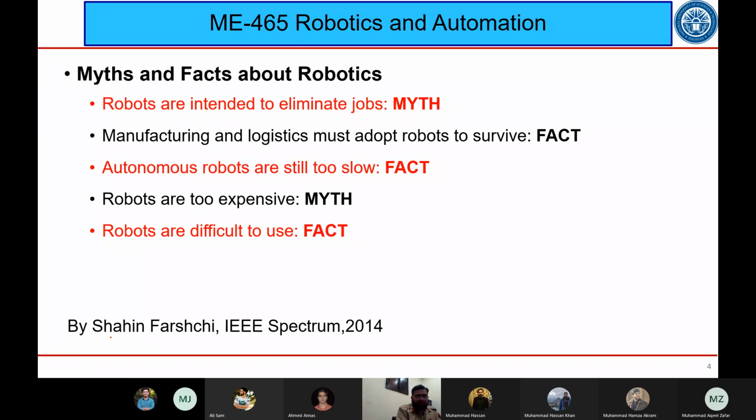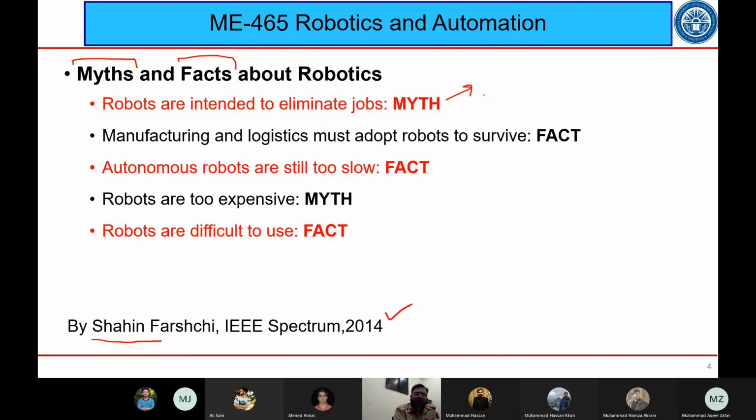Okay. Now next, let's move on to another research which has been carried out by Shaheen in 2014, and this aims at describing some myths and facts about robotics. In the research they carried out, they have defined these five myths and facts. So the first myth is that robotics are intended to eliminate jobs.